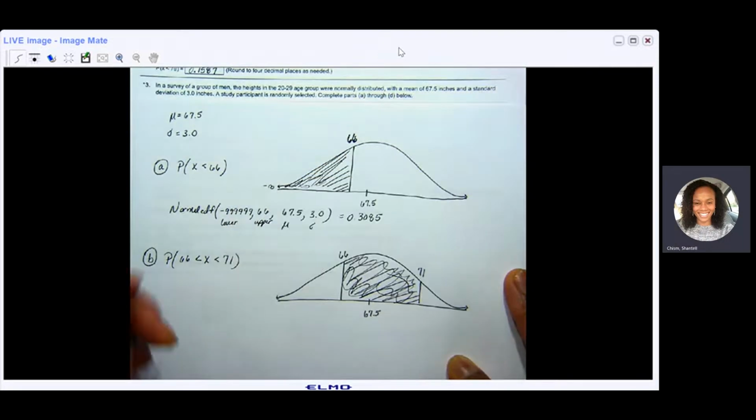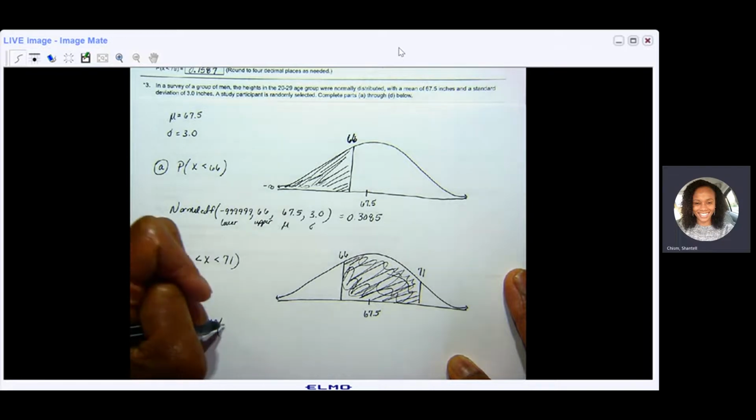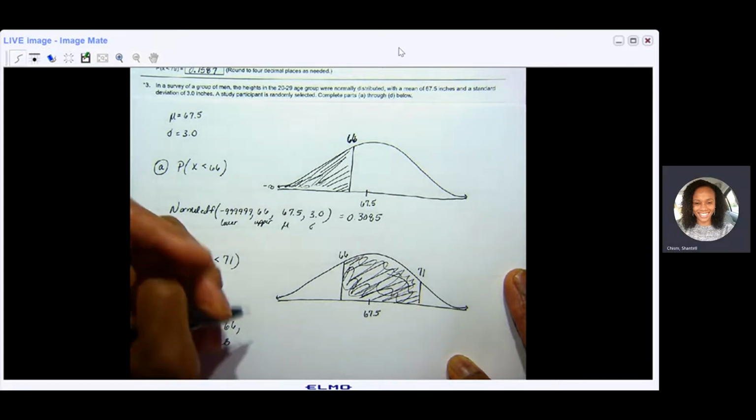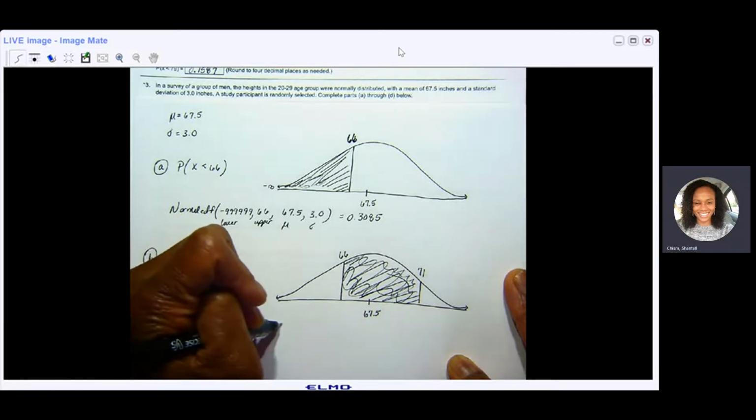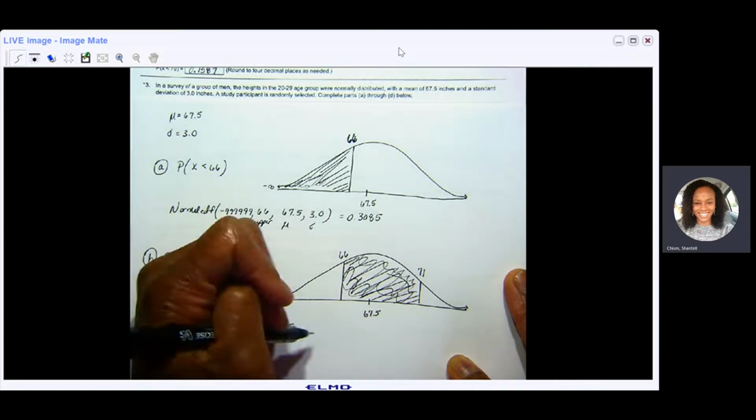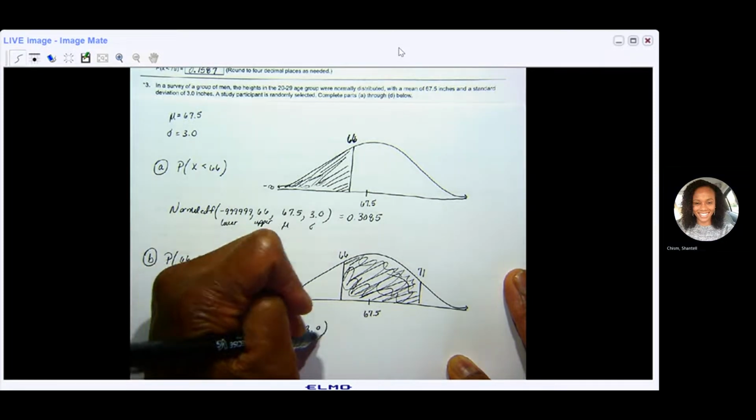That shaded region there. So normal CDF, the lower bound is the left side bound, which is the 66. The upper bound is the 71. The mean is 67.5 and the deviation is 3. Okay.